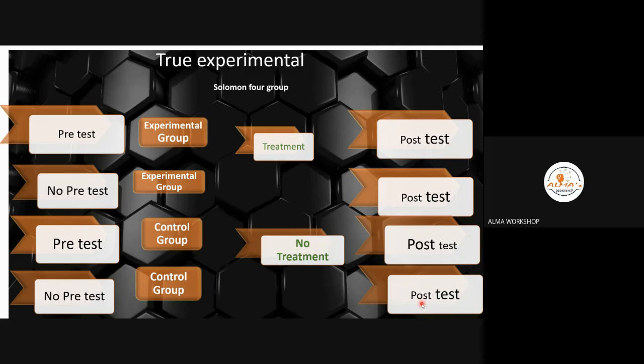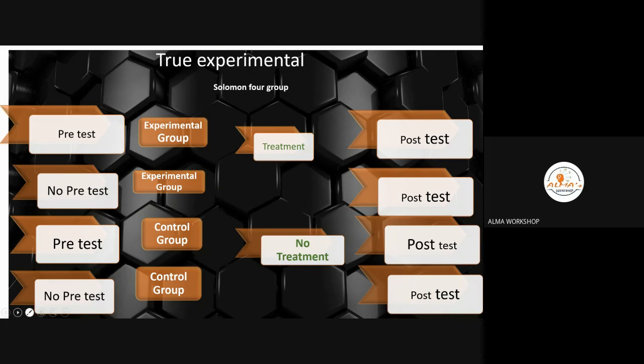So you try to compare pre-test with post-test, like this you can cross. Okay, when you don't give pre-test, what is the effect of treatment after giving the post-test? It is like that. So you can do multiple comparisons with this design. This is called a Solomon 4 group design.